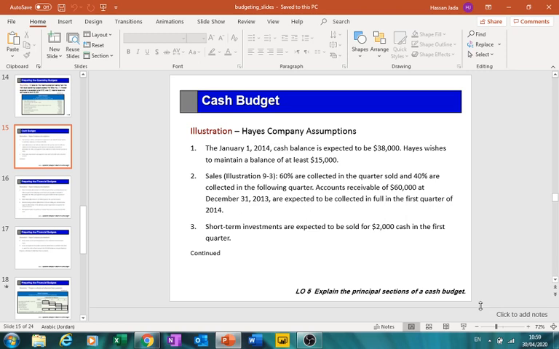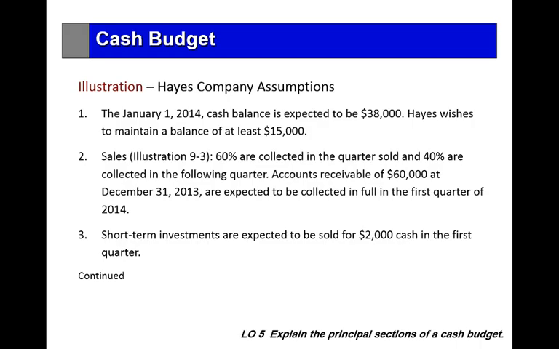Here we have the cash budget. Cash budget is related to cash received and cash payments, collection of cash and payment of cash, or cash disbursement. To continue with this company example, we have these assumptions given in the question, in the illustration.